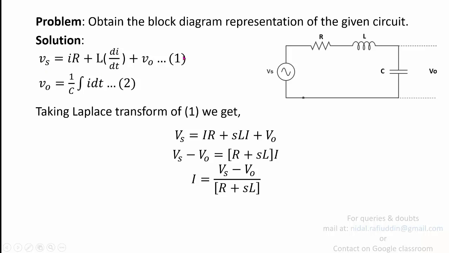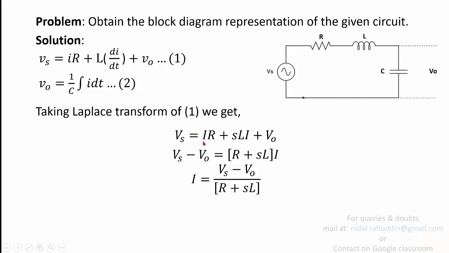So we call this equation 1. Then again, V naught is nothing but 1 upon C integral of I dt. So we get two equations, and if you take the Laplace transform of these two equations, what you get from the first equation is Vs equal to IR plus SLI plus V naught. And again, because you are trying to obtain block diagrams, you will in case of block diagram see elements like comparator, summing blocks, feedback signals, and arrows.